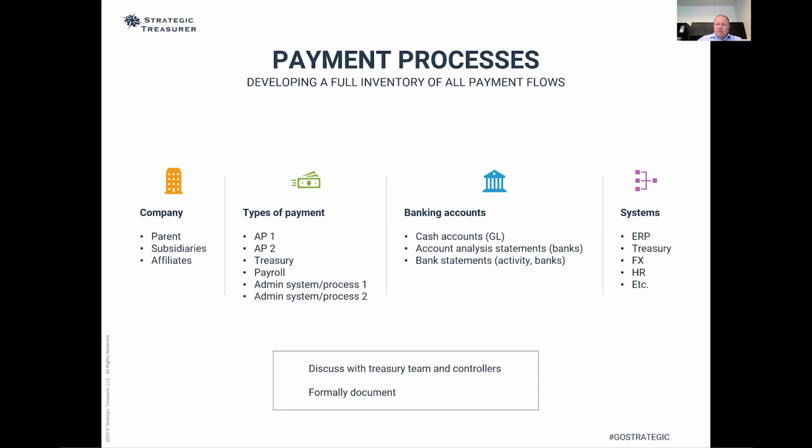Where can you find that information? You might look in your chart of accounts on the GL and the cash side for a full inventory there. Sometimes a GL cash account touches a significant number of payment flows, or it's all rolled up, so you have to have some detail within those areas. Account analysis statements from your banks will show payment volume and types of payments to give you additional insight into where they may be. Same thing with bank statements. Bank statements are usually pretty comprehensive if you have a full inventory.